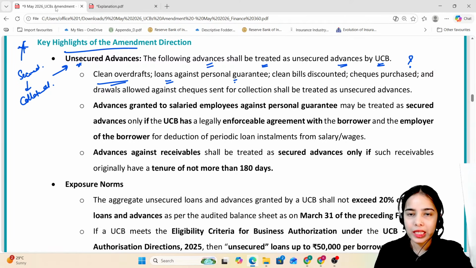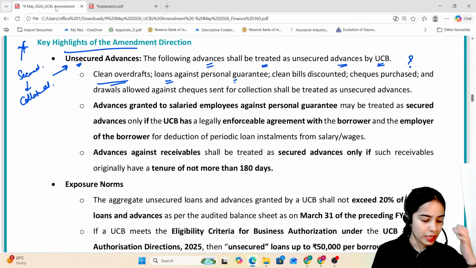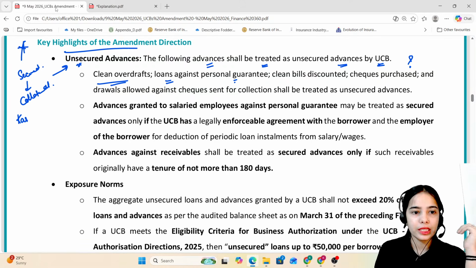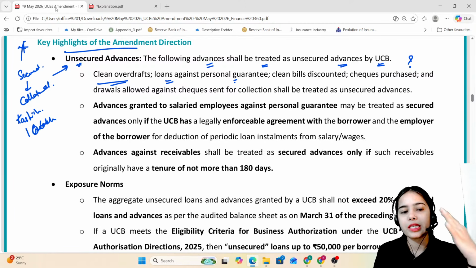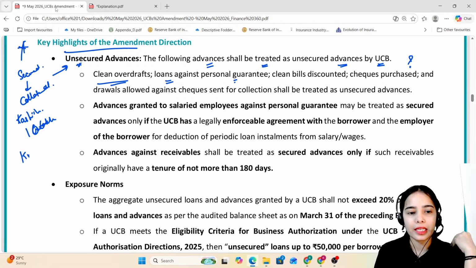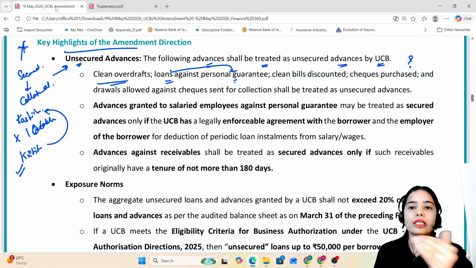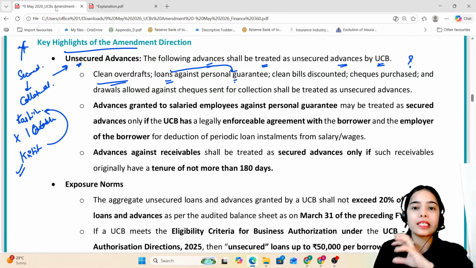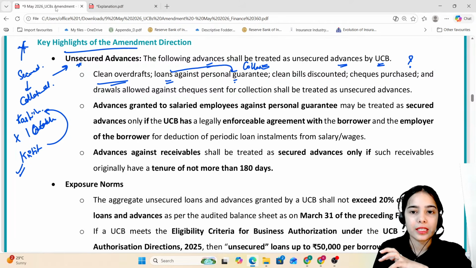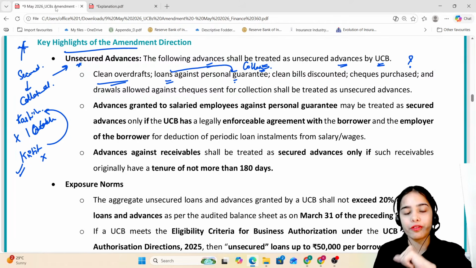Loans against personal guarantee. Now personal guarantee, let's say Kashish is taking a loan of 10 lakh rupees and Kritika, that is me, have provided the guarantee that if Kashish defaults, then I will pay. But what if I also default? So that's why loans against personal guarantee are also considered unsecured advances, because there is no physical collateral that is present. And what if the other person also defaults?